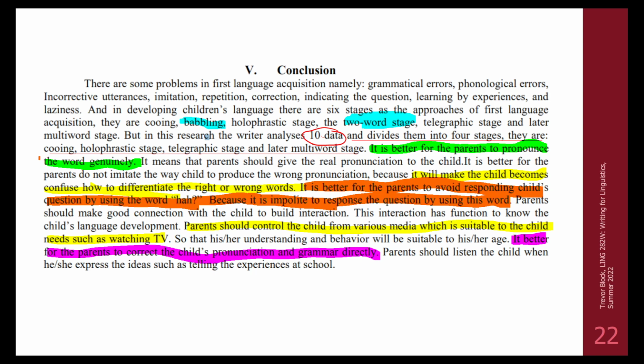Finally, the very last sentence. Let's remind ourselves, this study was about a child between the ages of 1 and 3. And what is said here is parents should listen to the child when he or she expresses ideas such as telling experiences at school. A 1 to 3-year-old child is not yet going to school, most likely. So this last line is completely irrelevant to the experiment, to the methods, to the results. This is just personal opinion.